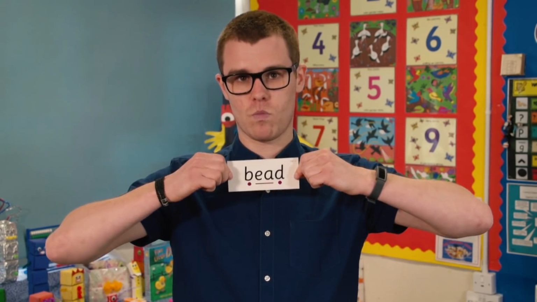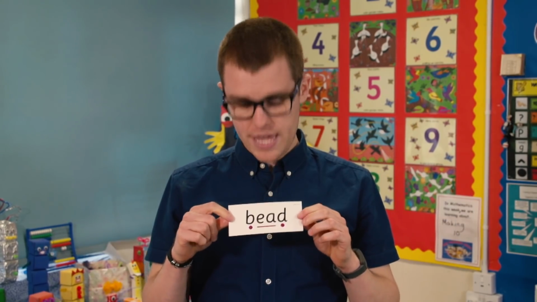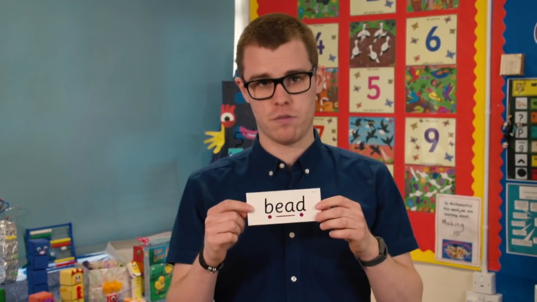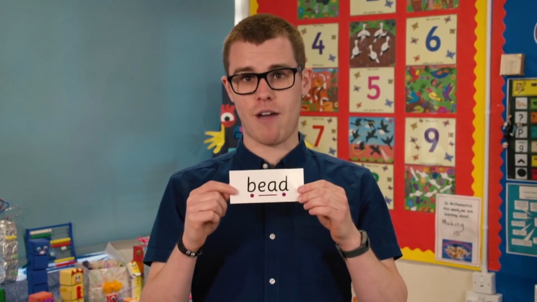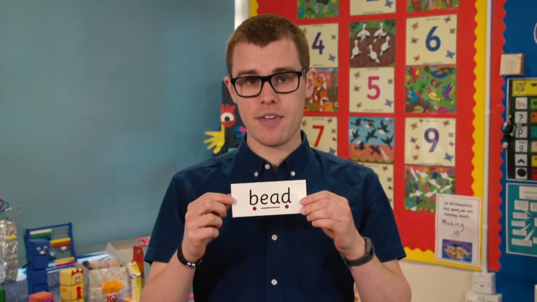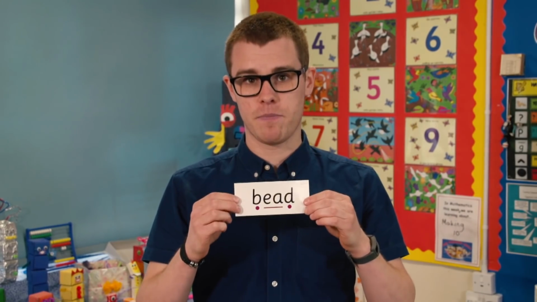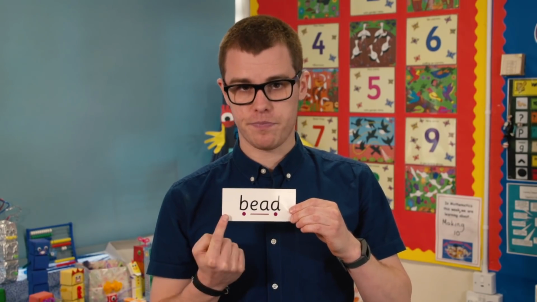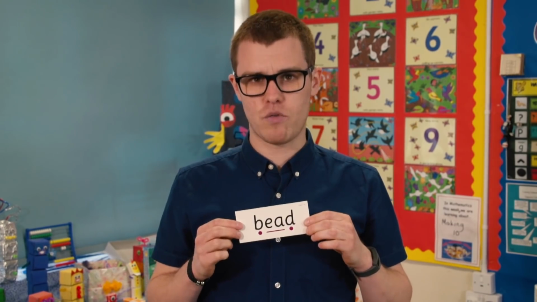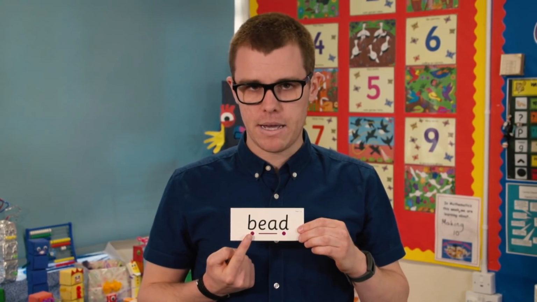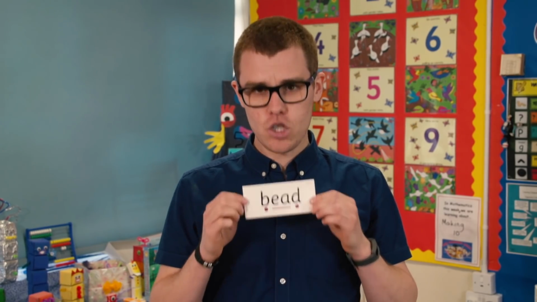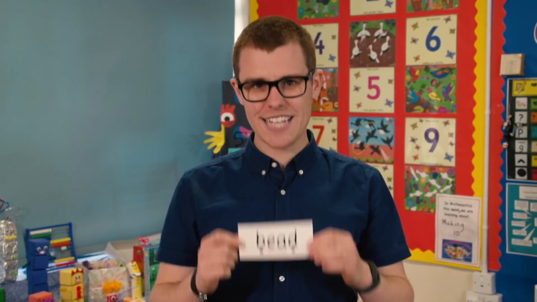Here's my first word. I want you to sound talk each grapheme and then blend the sounds to read the word aloud. I'll point to the graphemes and then I'll sweep beneath so that you can blend the sounds together. Here we go. Let's read the word together. B-E-D. Bead. Did you get it right? Fantastic, well done.